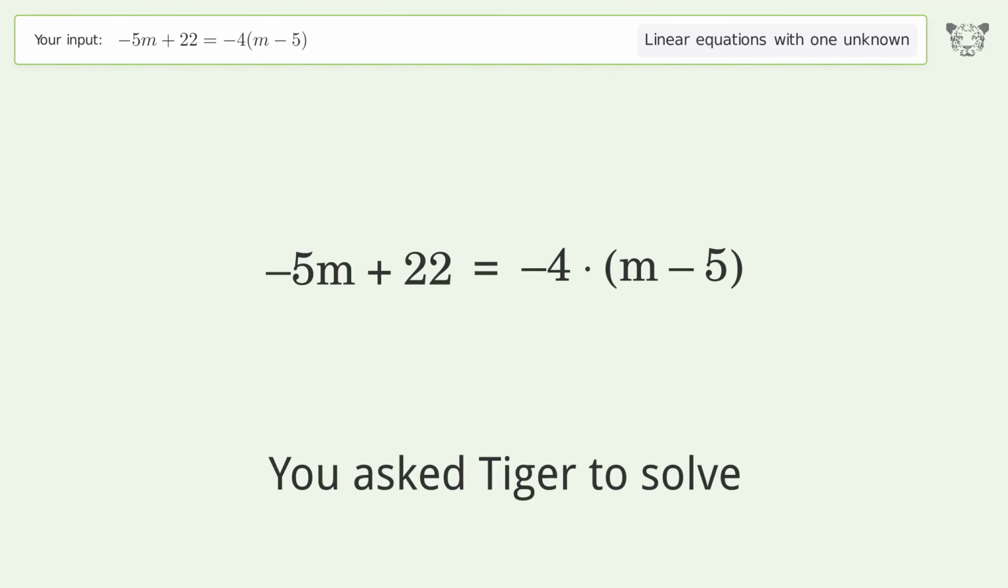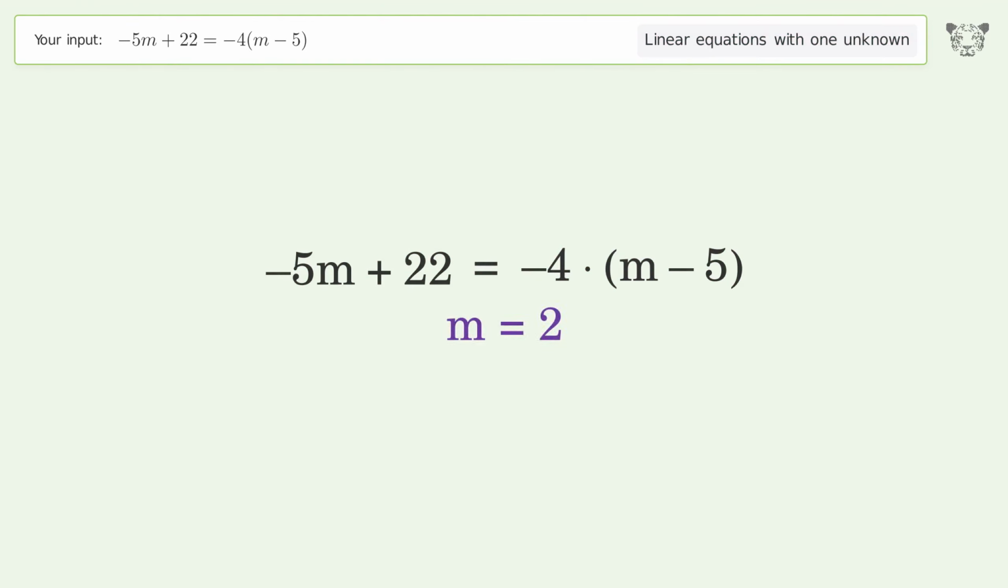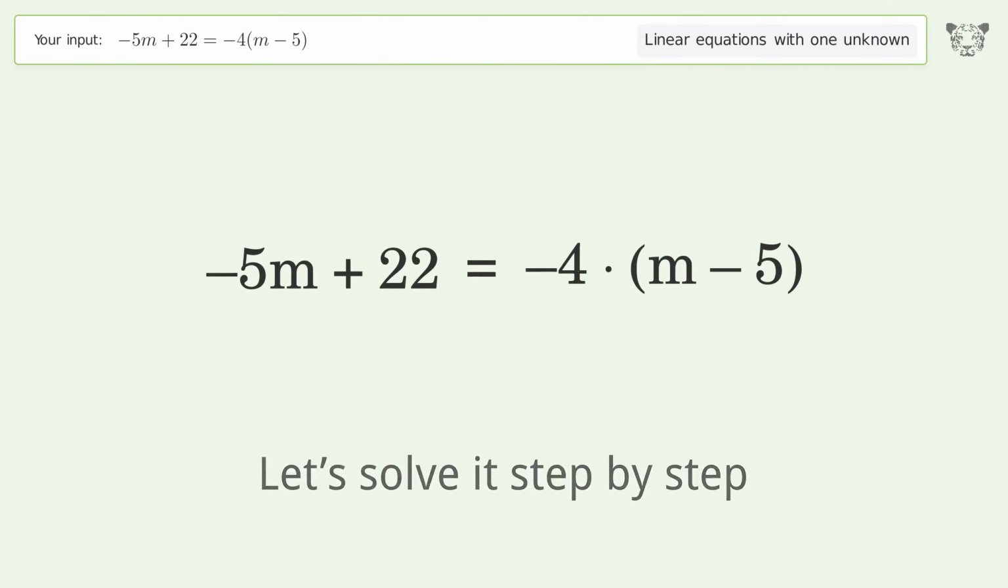You ask Tiger to solve this. This deals with linear equations with one unknown. The final result is m=2. Let's solve it step by step.